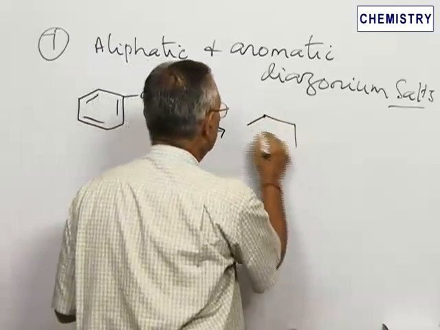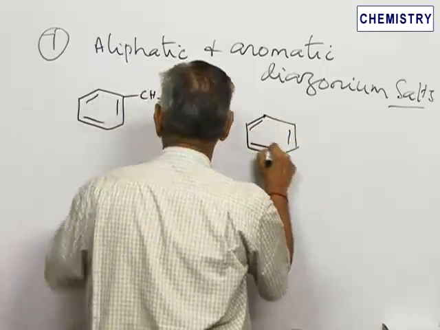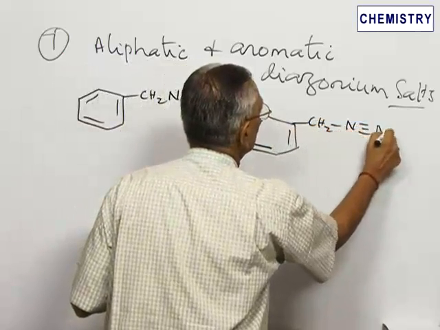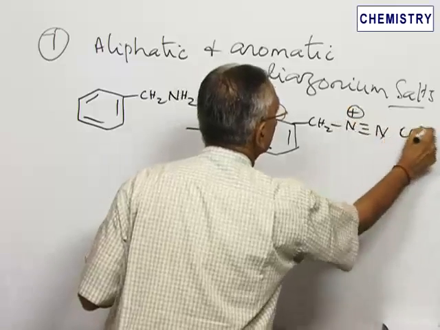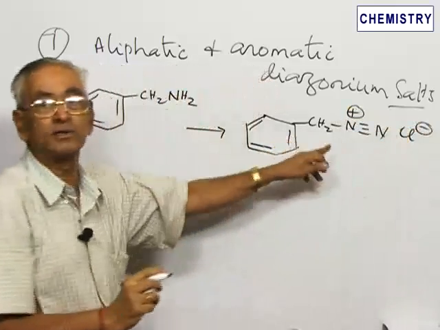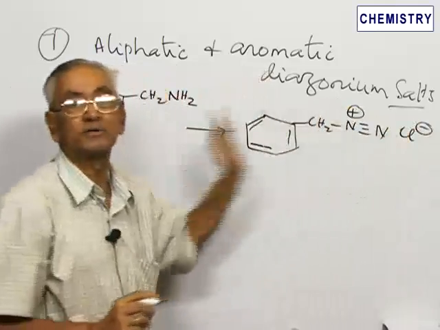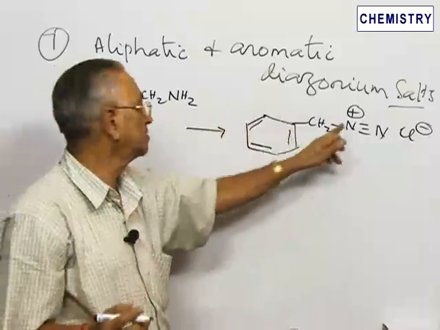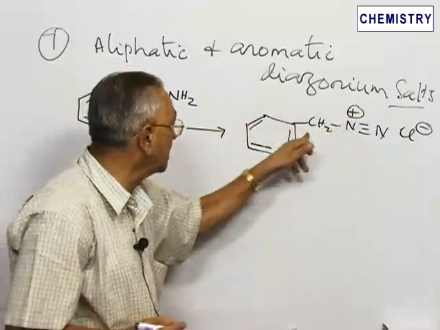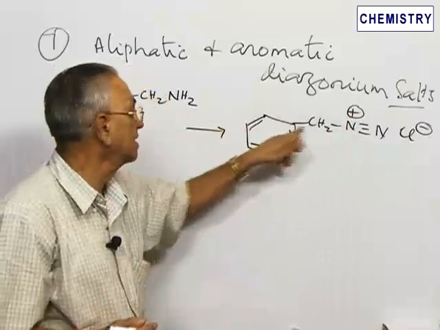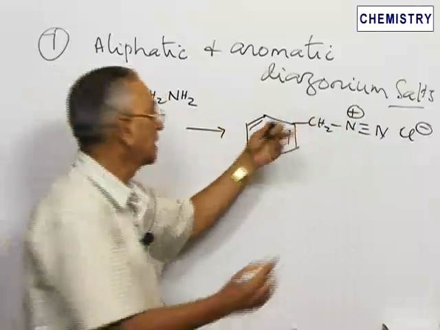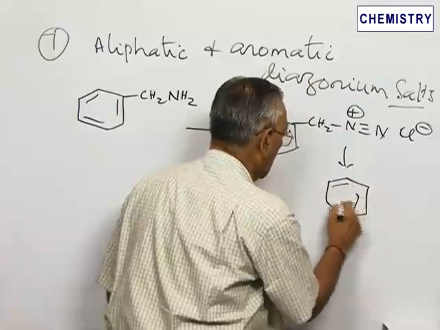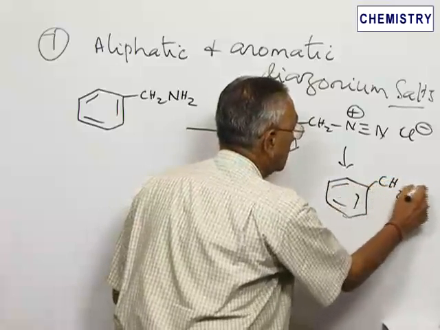So, what will be the product obtained as the diazonium salt from benzyl amine? The product obtained will be CH2N2+ Cl-. This is actually benzyl, it is not phenyl diazonium chloride, it is benzyl diazonium chloride. This benzyl diazonium chloride cannot stabilize by resonance, because we have the plus charge here, there is an insulating group. This cannot communicate directly with the ring because there is a CH2 group here. Therefore, it immediately undergoes hydrolysis to give rise to benzyl alcohol.